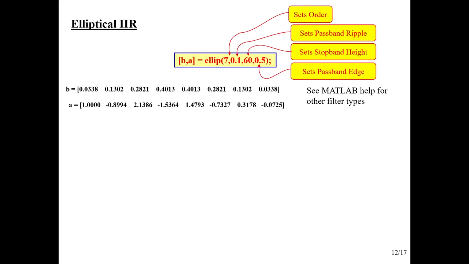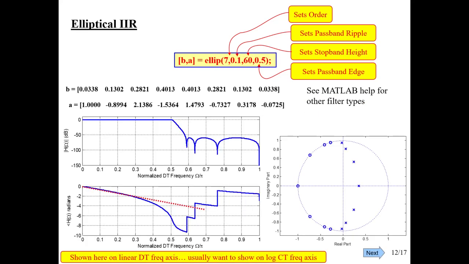And then here's the elliptical IIR, not named after somebody with the last name Ellipse. It's named after some of the mathematics that comes into this. So now again, we have order that we set. Now we have a new thing. This sets the pass band ripple and the stop band height. Both of those, I believe, are in dB. And now we're back to pass band edge. And this default is for low pass. If you want other types, you can check out the help command. And so here it is. So here's our 0.5.